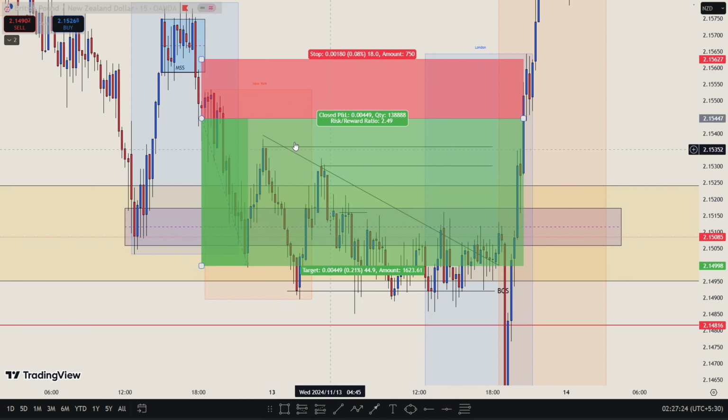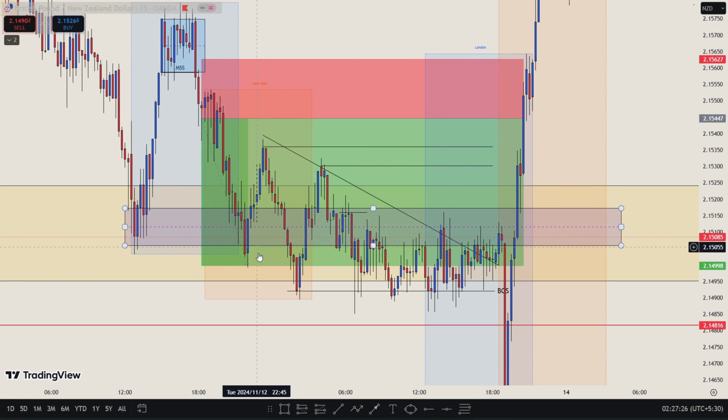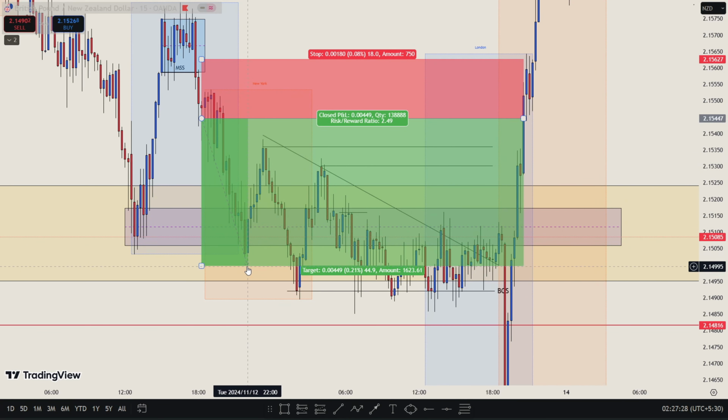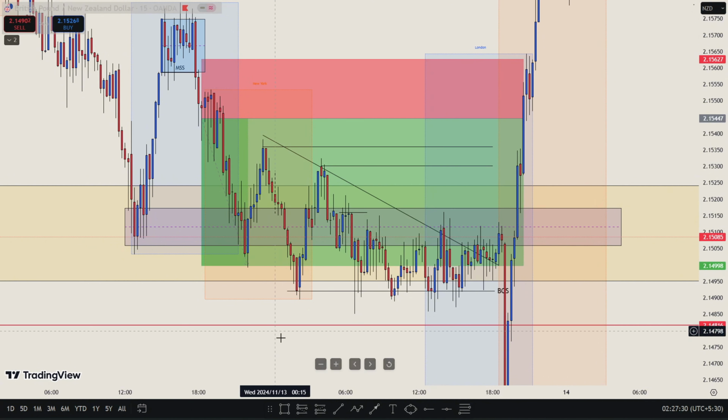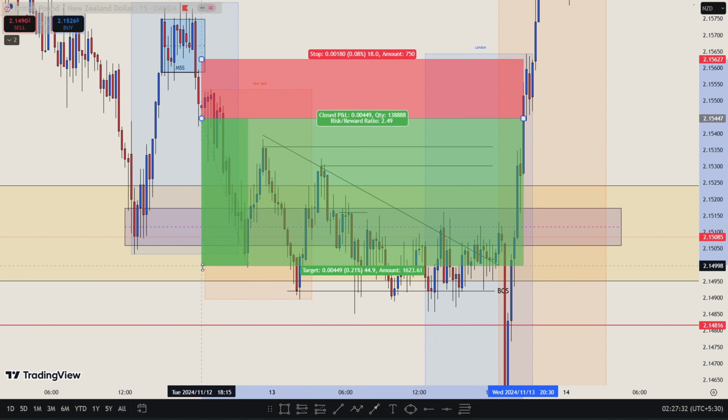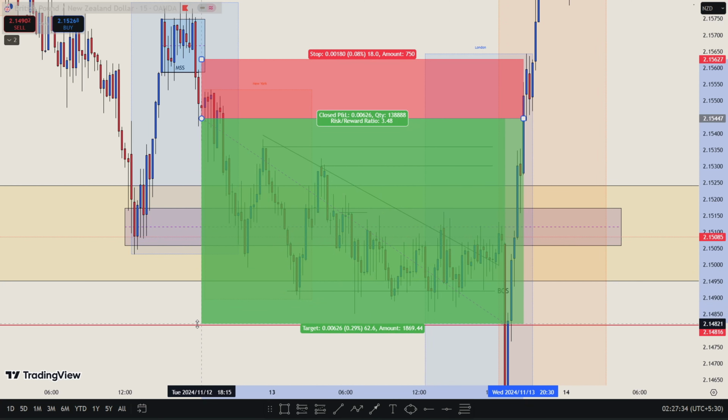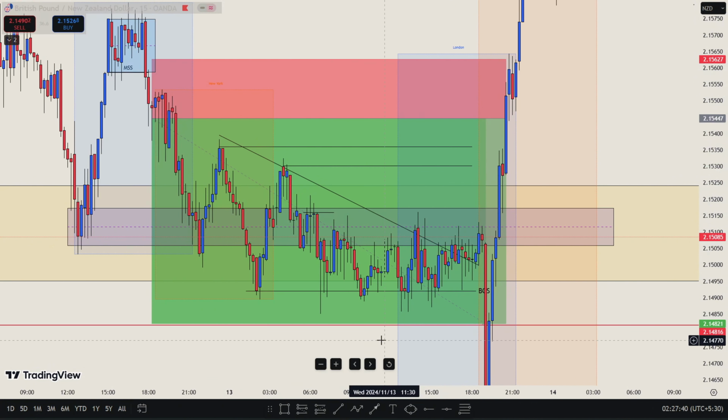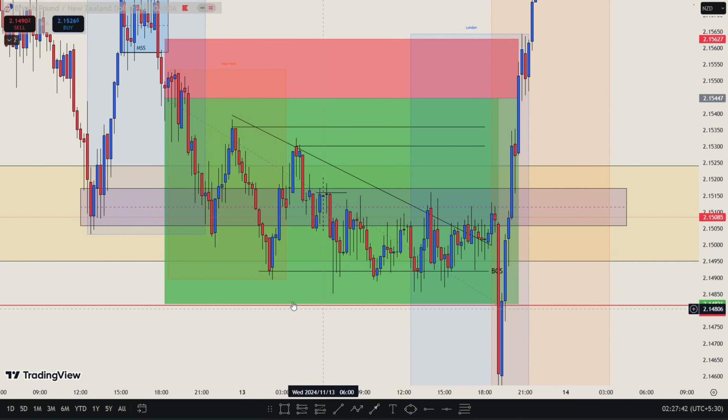after it had given a move of around 1.249, my initial target was around here, 3, 3.5. So I was just waiting for it to touch my take profit. Then it gave a little bit of retracement.